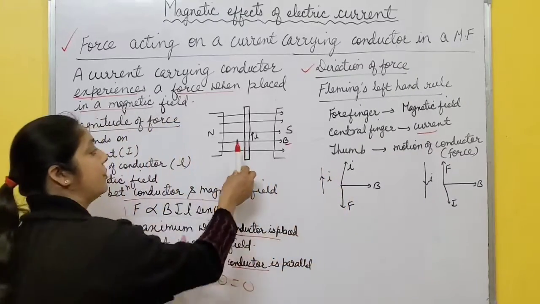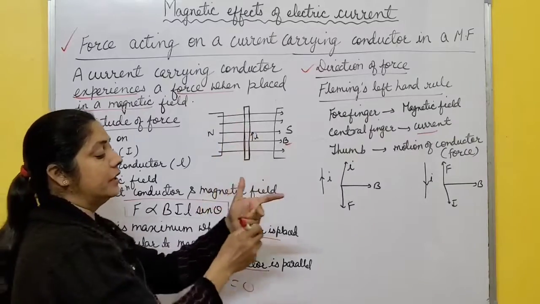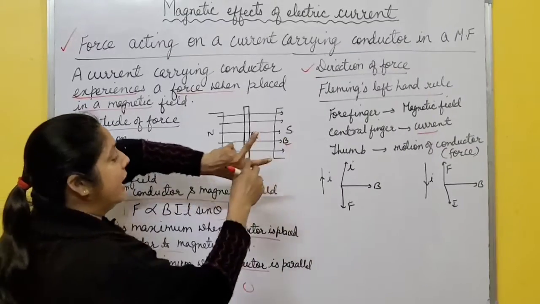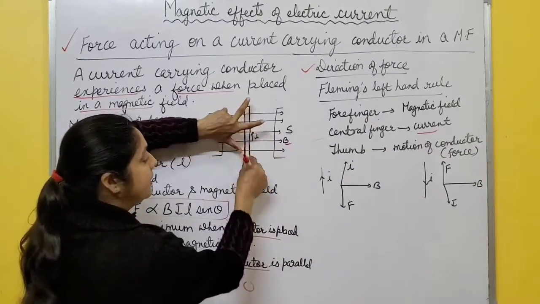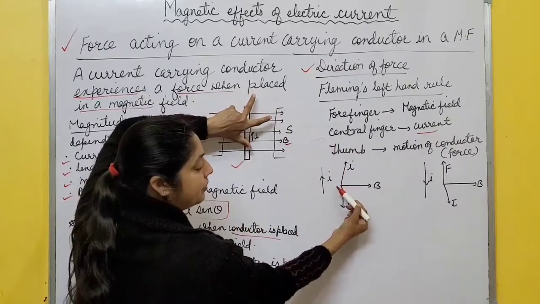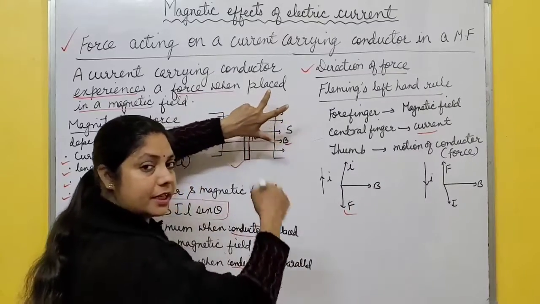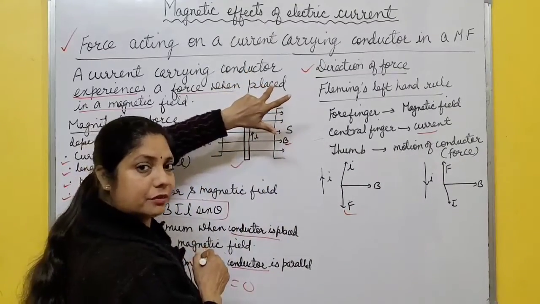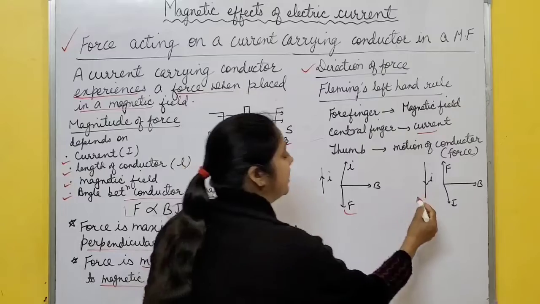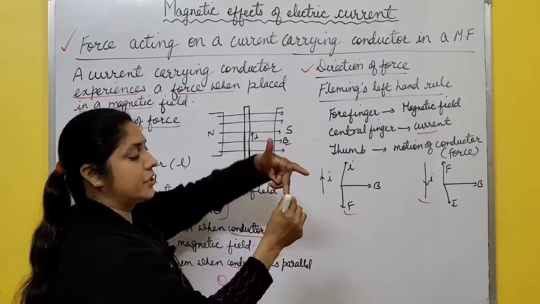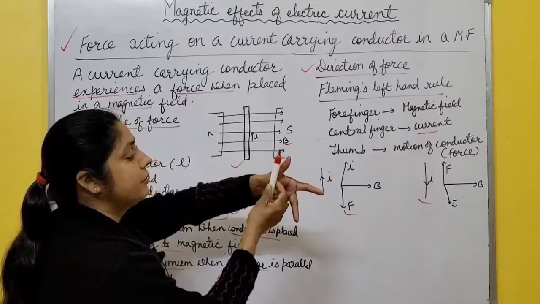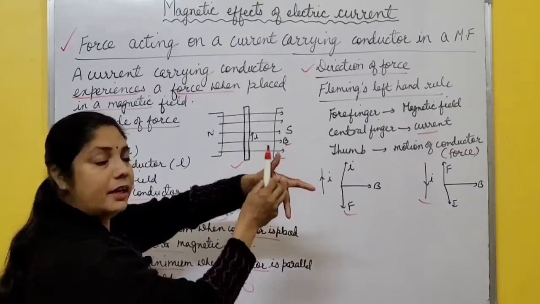So if current is flowing in upward direction, right? This central finger represents direction of current. You put this in upward direction, and magnetic field is from north to south. Then this is the direction of force in this case. Current is in upward direction, magnetic field is from north to south. Then the downward force is the direction of motion of conductor, or magnetic force. If the direction of current is reversed, it means if current is flowing in downward direction, and this is the direction of magnetic field, now in this case, the motion of conductor or force experienced by the conductor is in upward direction.